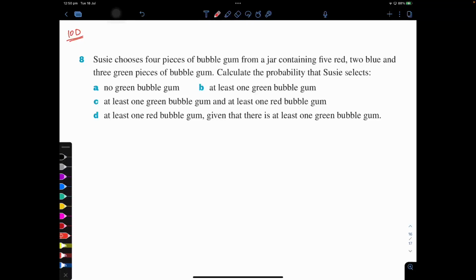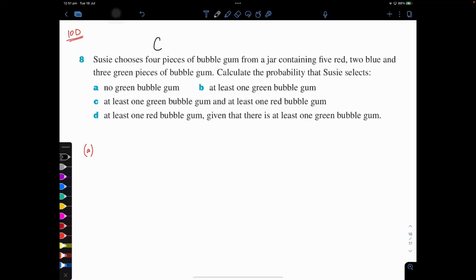Susie chooses 4 pieces of bubble gum from a jar containing 5 red, 2 blue, and 3 green pieces of bubble gum. Calculate the probability that Susie selects at least one red and one... Part B. Well, the whole question. Let Mr. Dean warm up his brain first.